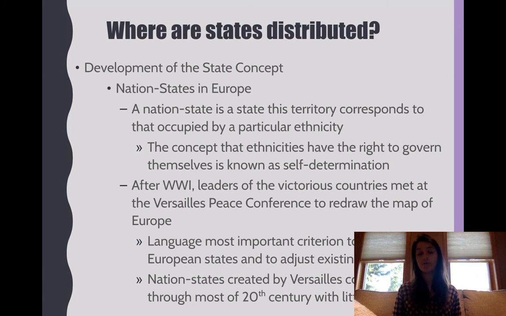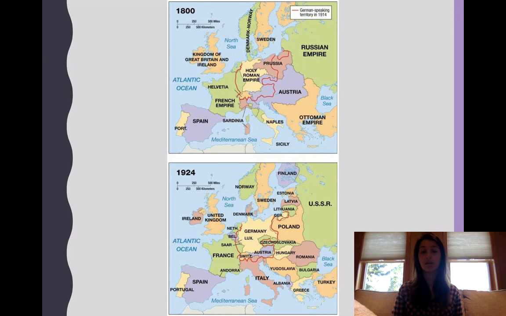So after World War I, as I mentioned, victorious countries met together at the Paris Peace Conference or the Treaty of Versailles to redraw the map of Europe. And they decided that all of these different ethnicities should have their own states, and so developed the concept of a nation state.